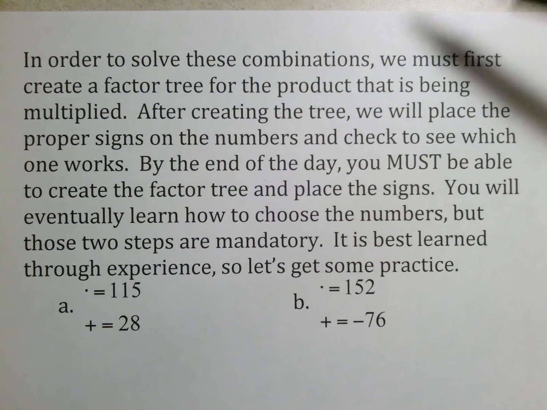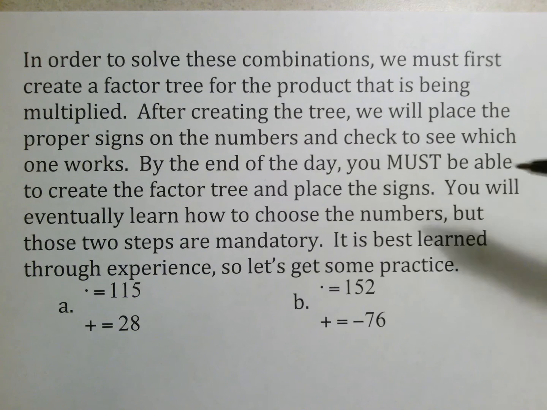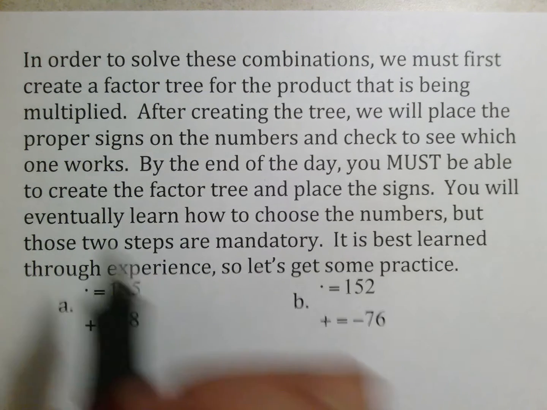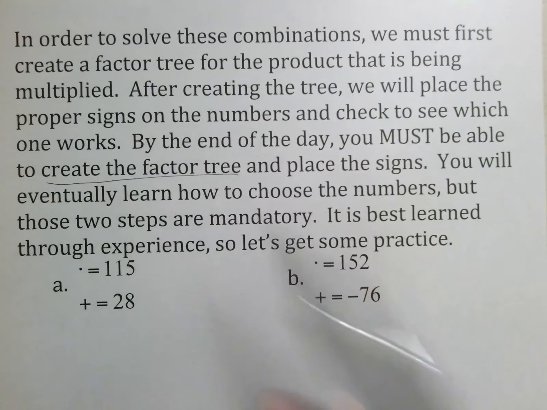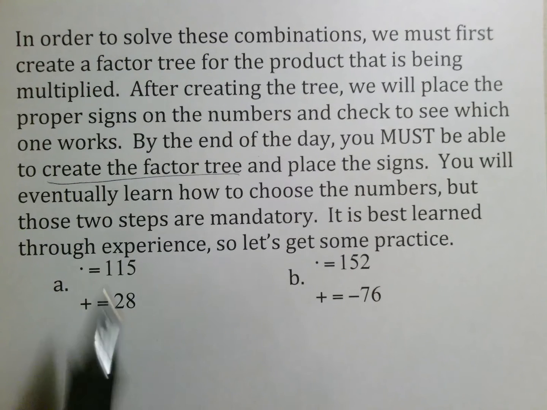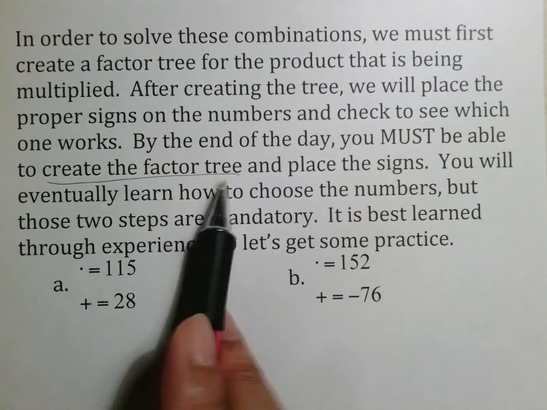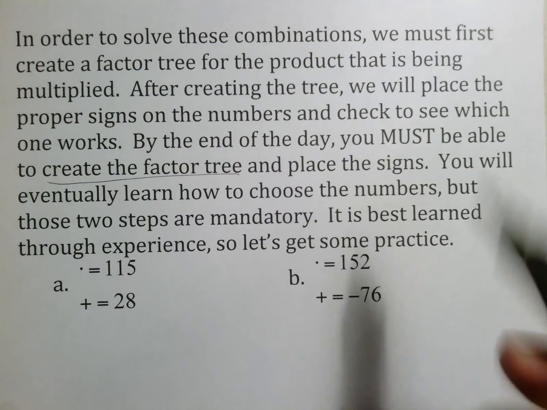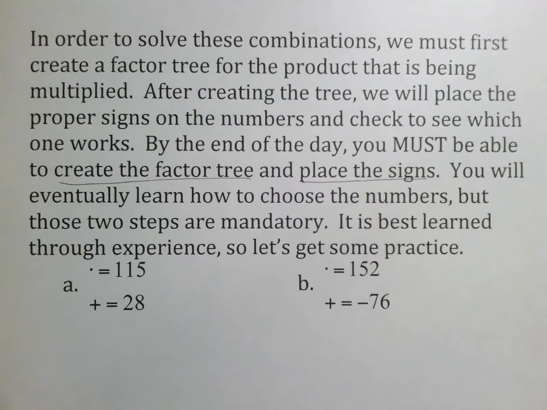In order to solve these combinations, we must first create a factor tree for the product that is being multiplied. After creating the tree, we're going to place the proper signs on the numbers and then check to see which one works. By the end of the day, you must be able to do two things. You must be able to create the factor tree, which some of us have the ability to do, but some of us still are not there yet, so make sure you take care of that now, and you have to be able to place the signs on them.